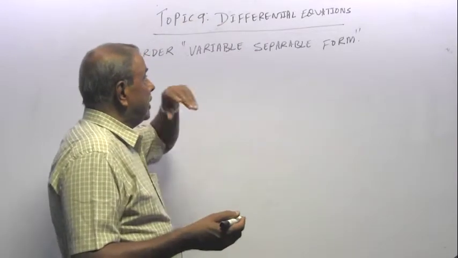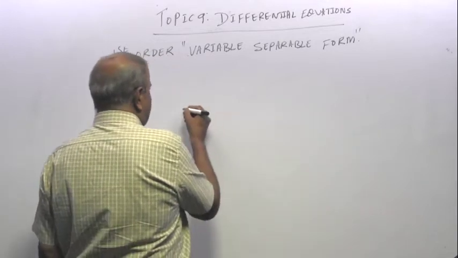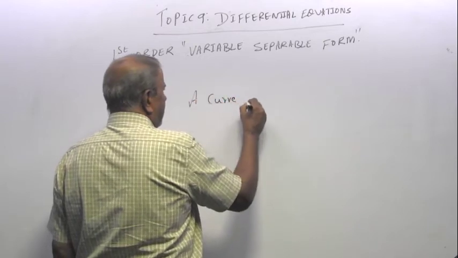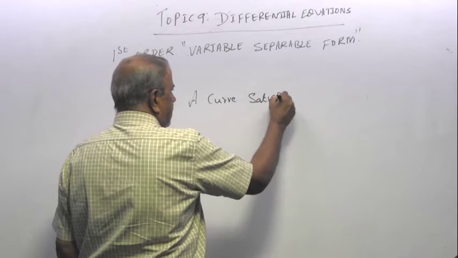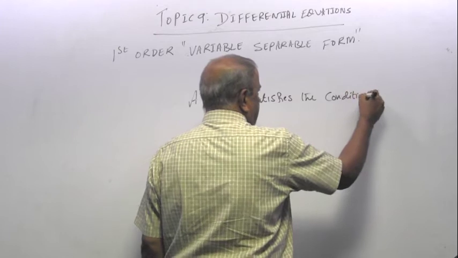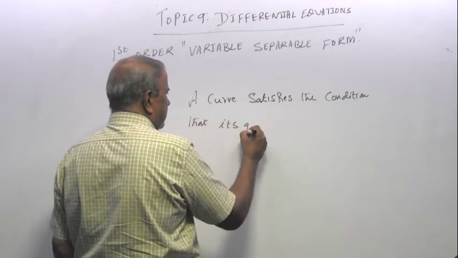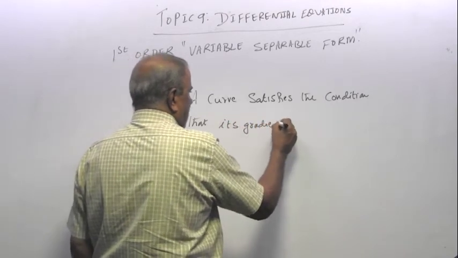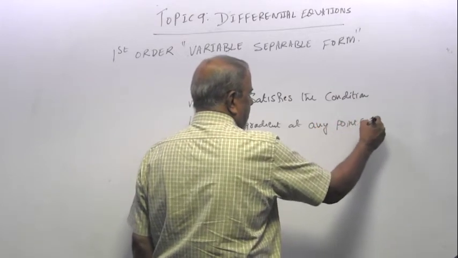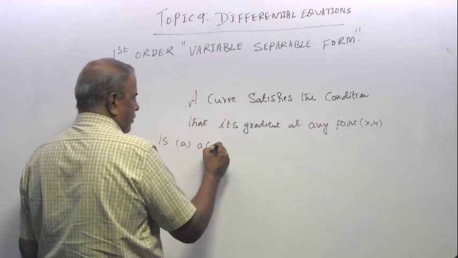So we are now doing differential equations. To understand the differential equation, let's look at it this way. Suppose you had a curve that satisfies the condition that its gradient at any point xy is a constant k.